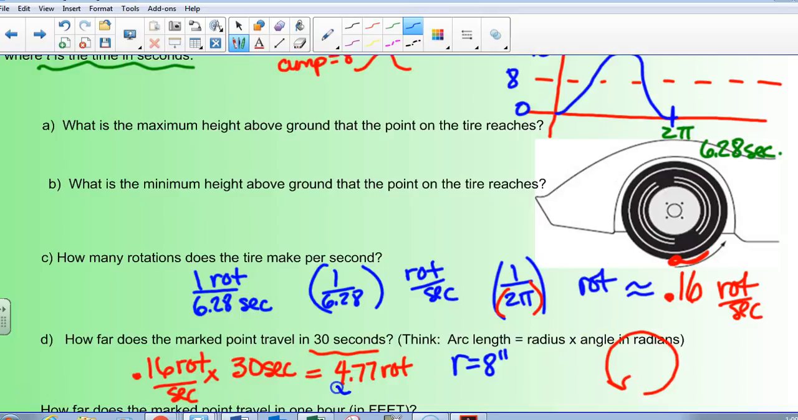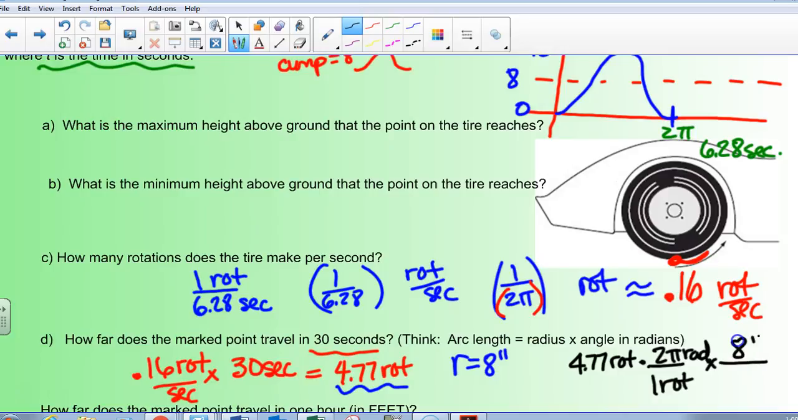Well, can't we change rotations to radians because we're just geniuses? Okay. So, let me see if I can, maybe I'll erase my circle here. So I have 4.77 rotations times what? 1 rotation is 2 pi radians. Someone is awake back there. Times 8 inches. Will we have an answer in inches now? Magical radians will disappear.